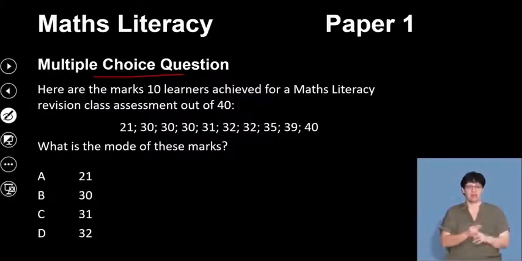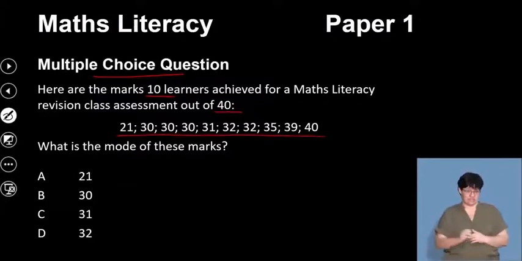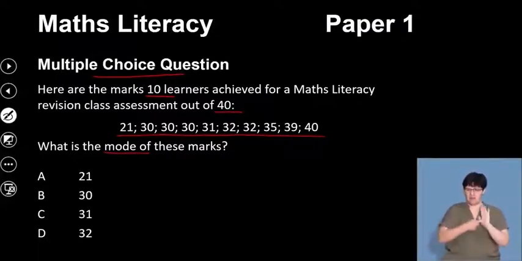We've got marks of 10 learners achieved in Maths Lit in a revision class assessment out of 40. Then it gives us all their marks. The question was, what is the mode of these marks? A was 21, B was 30, C was 31, and D was 32.